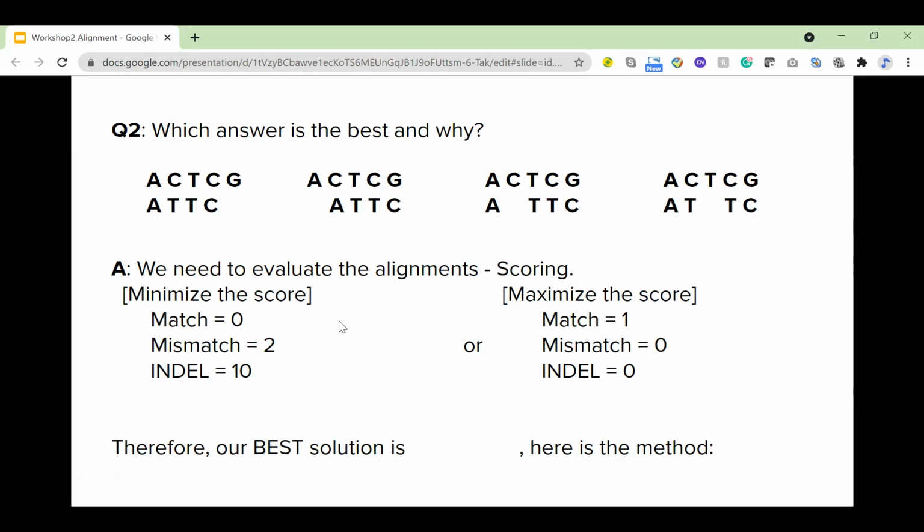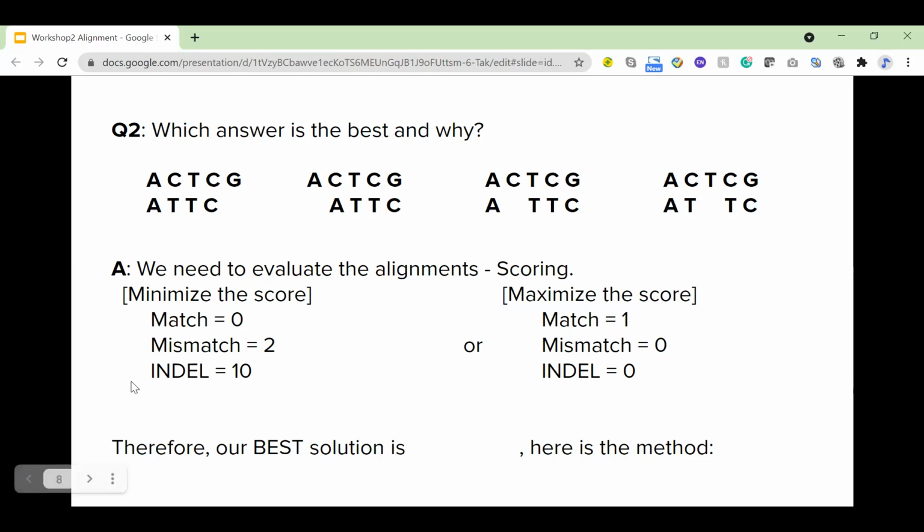Another terminology I want to introduce is for the left scenario, where mismatch and indel are assigned some really large or different numerical values. We usually call that the penalty. You might have read or heard this word somewhere else. If you say penalty score, that actually means mismatch or indel.